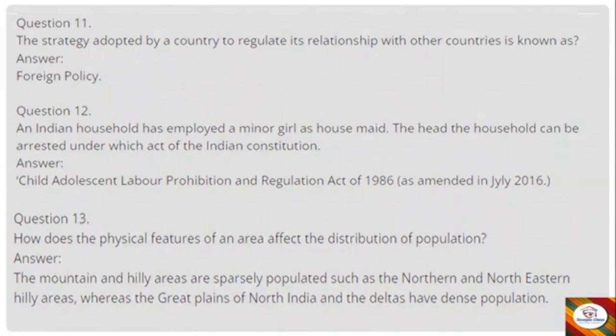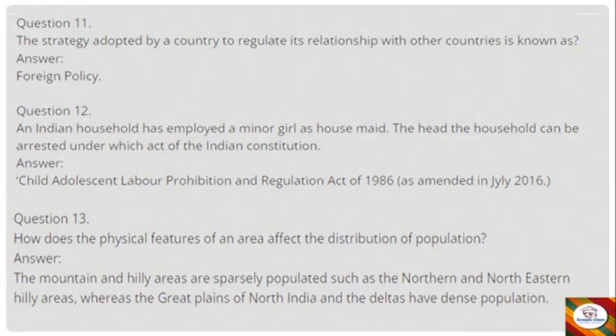Okay. Next, question 12. An Indian household has employed a minor girl as housemaid. The head of the household can be arrested under which act of the Indian Constitution? So the answer is: the head of the household can be arrested under the Child and Adolescent Labour Prohibition and Regulation Act of 1986, which was amended in July 2016. So under this act, the head of the household can be arrested for employing a minor girl as a housemaid.